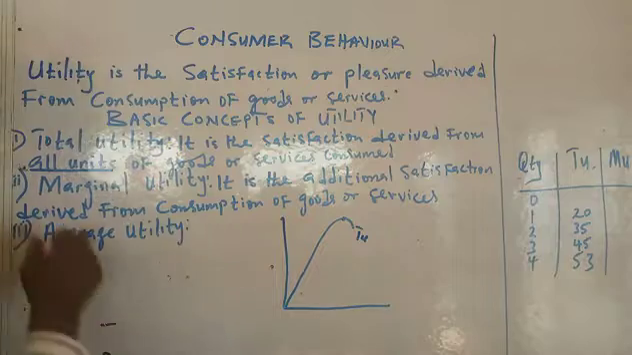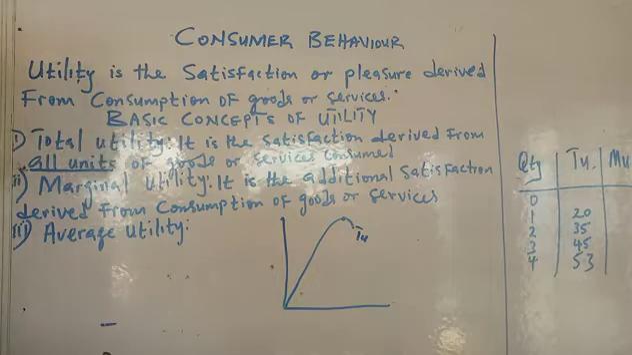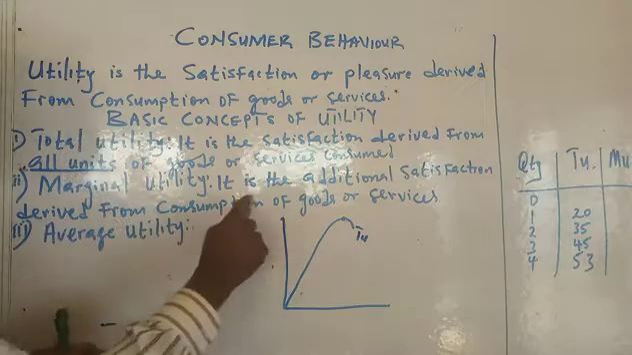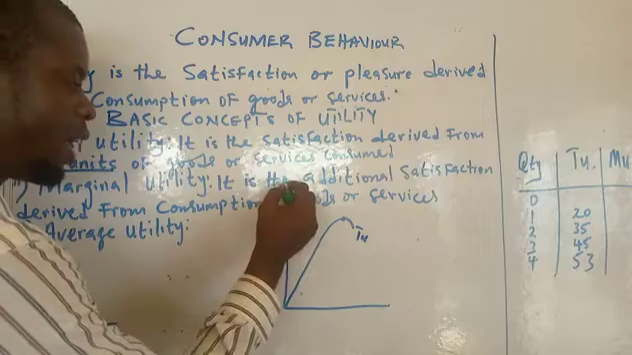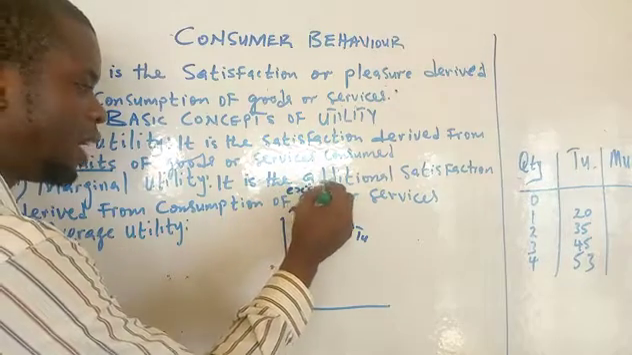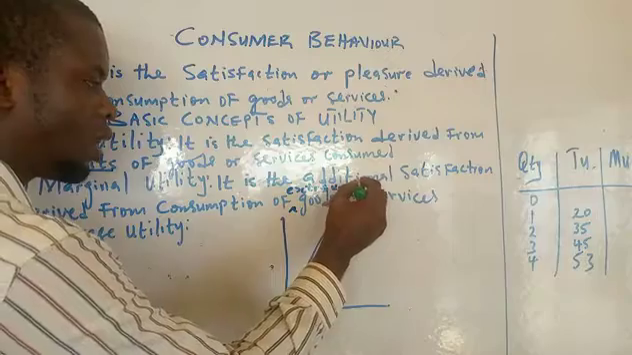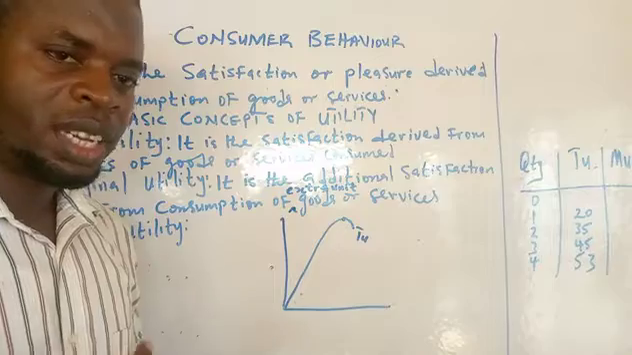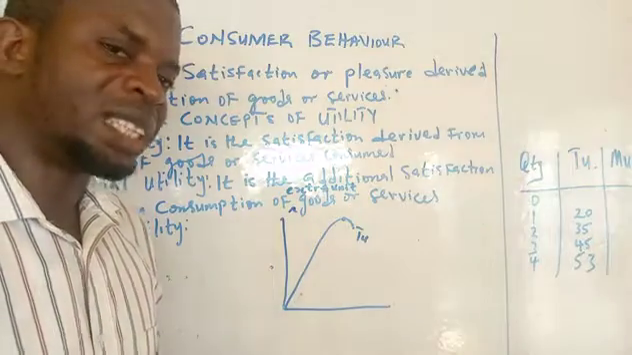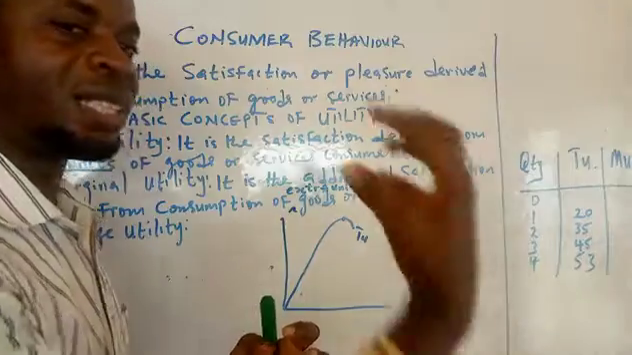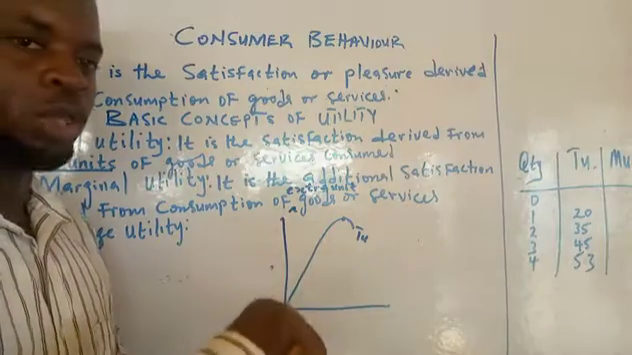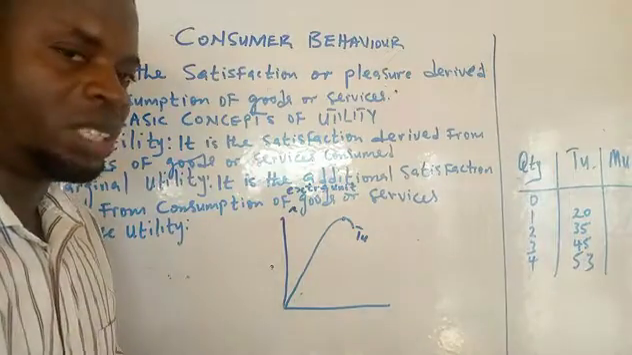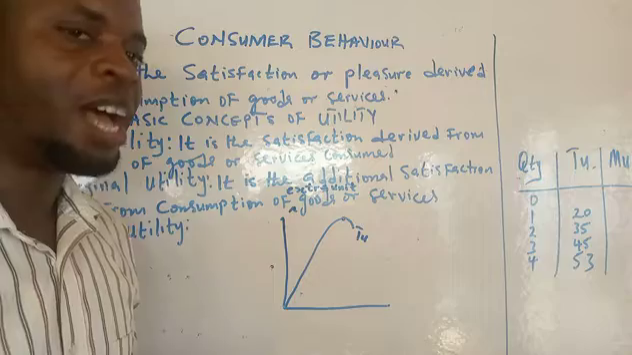Now, let's look at marginal utility. Marginal utility is the additional satisfaction derived from consumption of extra units. I put it here, extra units of goods or services. For instance, you take the first loaf of bread, then you take the second. When you take the second loaf of bread, there will be additional satisfaction to the first one. So that additional satisfaction you get from taking more units of that commodity is what we call marginal utility.